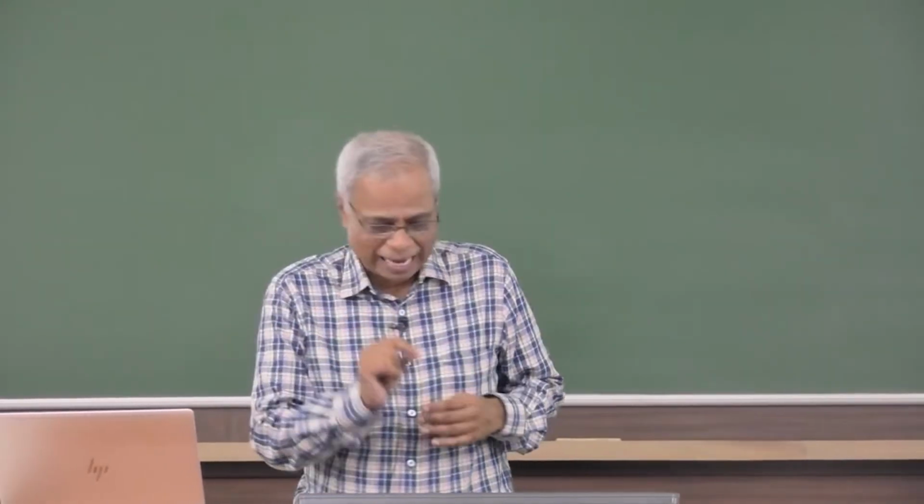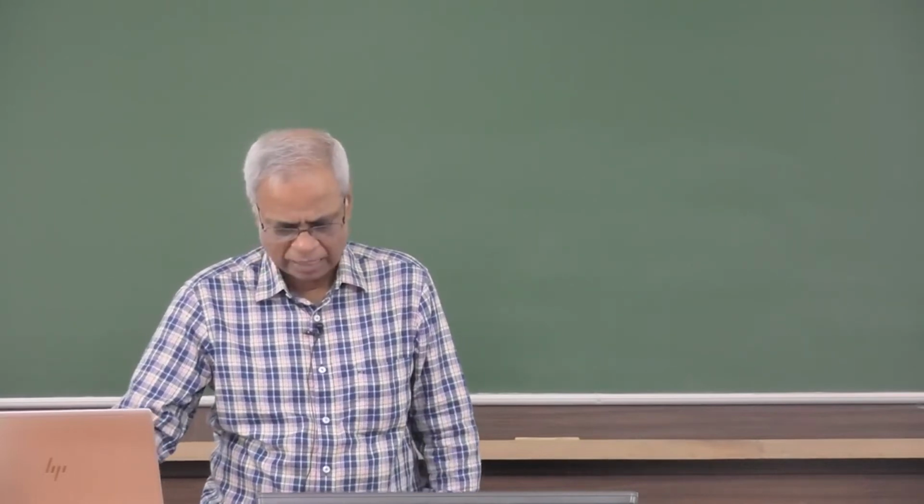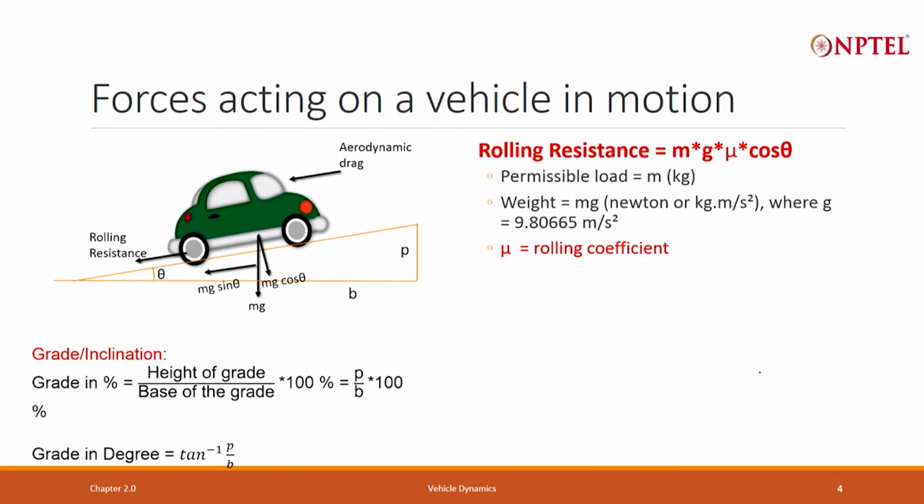So, given that this is the gradient, what are the slopes that the vehicle has to go through? The rolling resistance it has to face is mg into mu into cos theta, where m is the mass in kg, mg is the total weight, g is 9.806565 meter per second square, and mu is the rolling coefficient. And as I pointed out, unless theta is large, cos theta will approximately be equal to 1, and we can often ignore that.